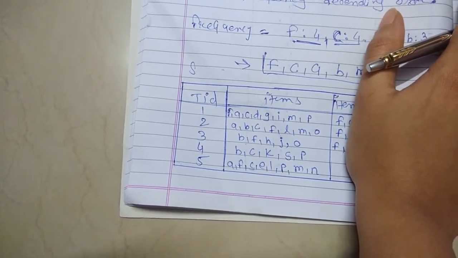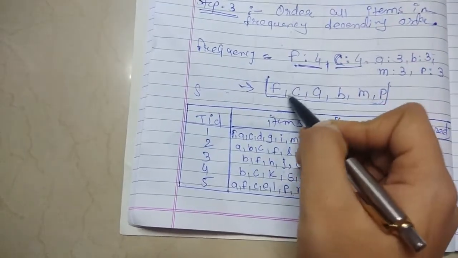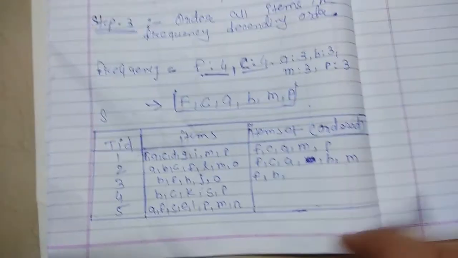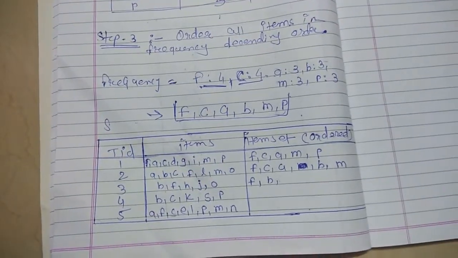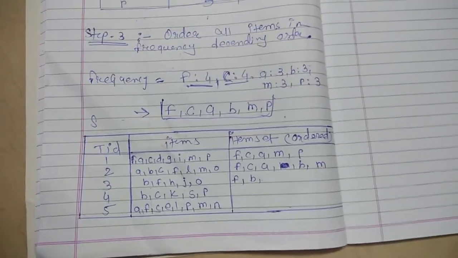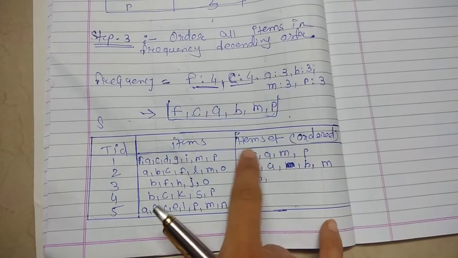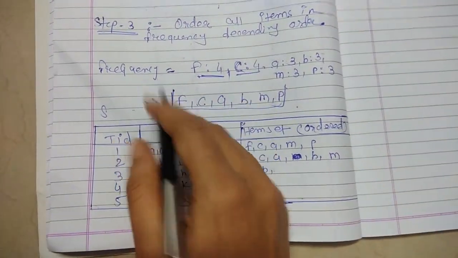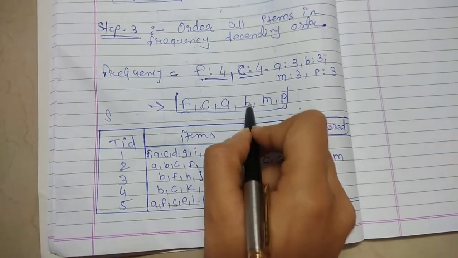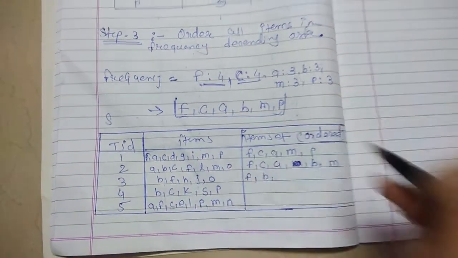Yes, now we have to write these items in this frequency manner. So for that we'll take the first item from the frequency pattern, and if it is available in the item set, then we'll write it into the ordered item set. So our frequency is F, C, A, B, M, P, so we have to write in this manner only.